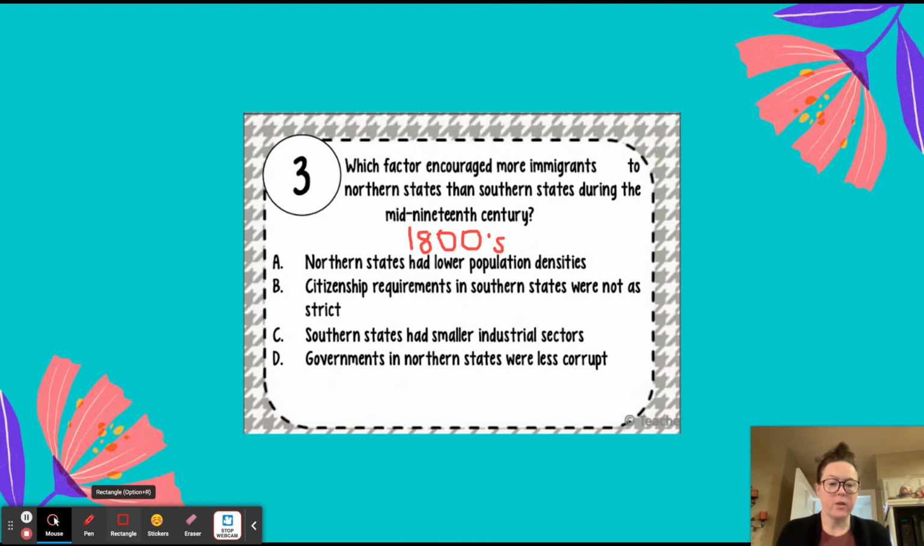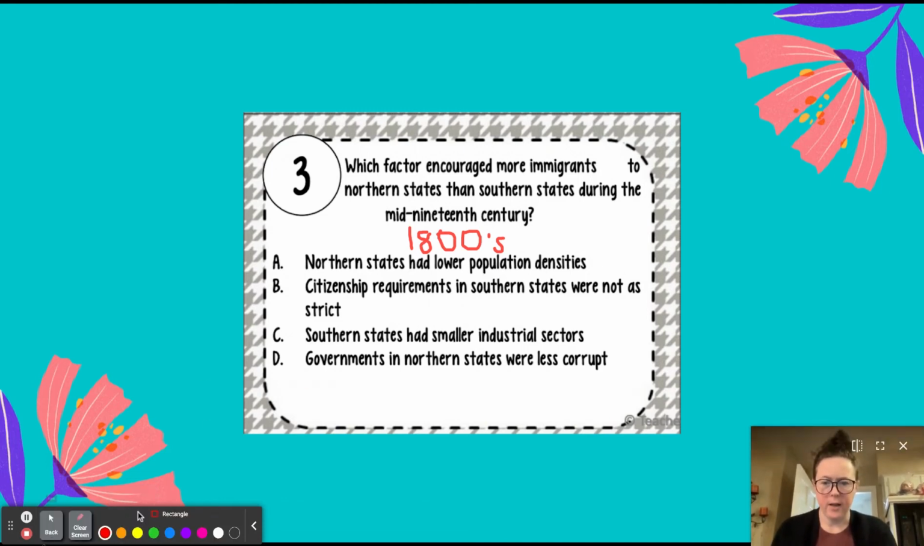A says northern states had lower population densities. Ooh, densities? That's a science word. Let's think about that. In science, we know density means the amount of things in an area. So population density means the amount of people in an area. So, did northern states have lower or higher population densities? Yeah, they'd have higher population densities. They urbanized, they had cities, so they had a lot of people in smaller areas.